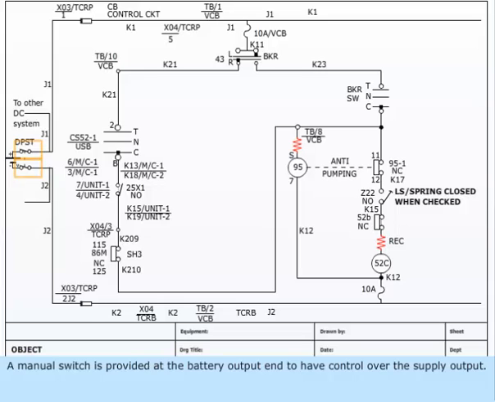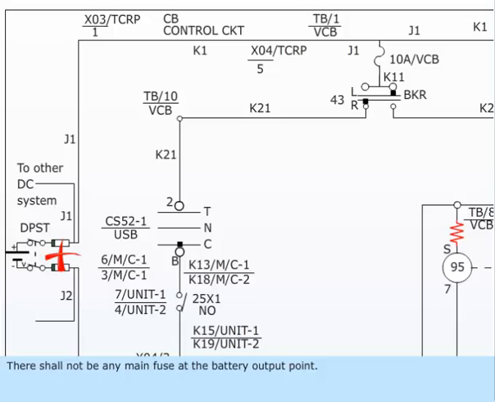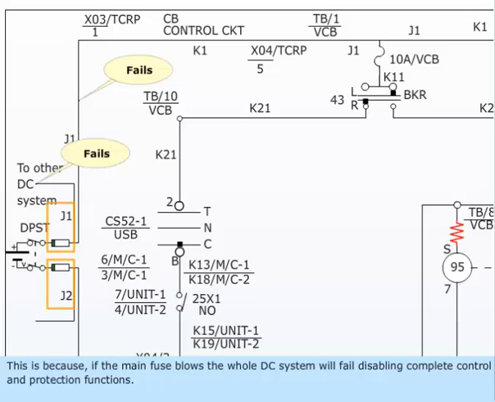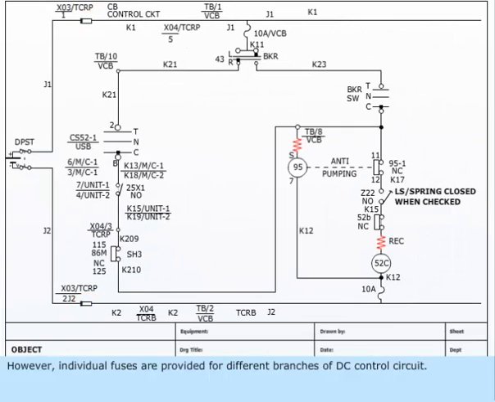A manual switch is provided at the battery output end to have control over the supply output. There shall not be any main fuse at the battery output point. This is because if the main fuse blows, the whole DC system will fail, disabling complete control and protection functions. However, individual fuses are provided for different branches of DC control circuit.